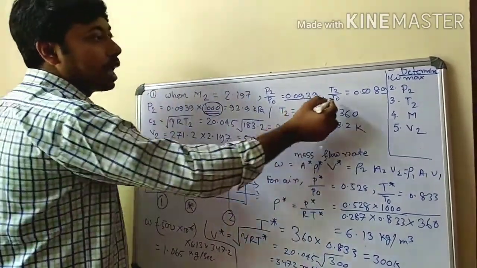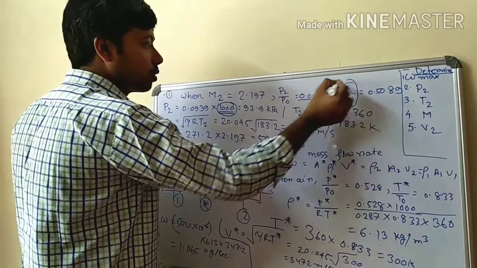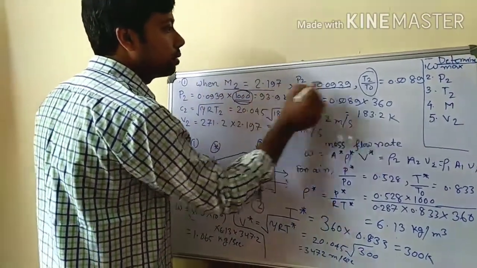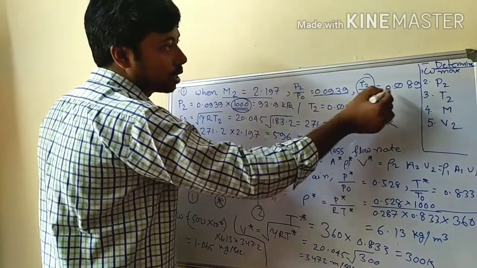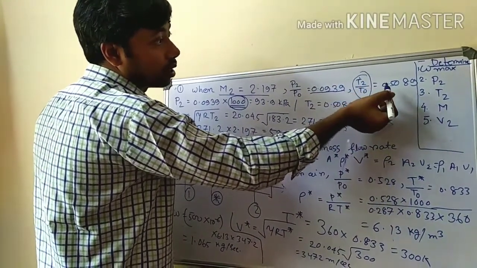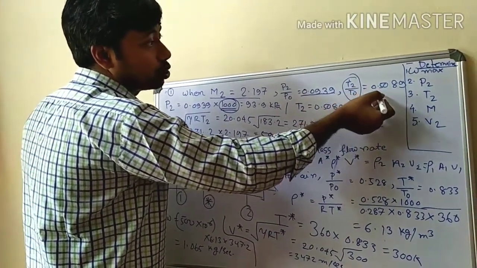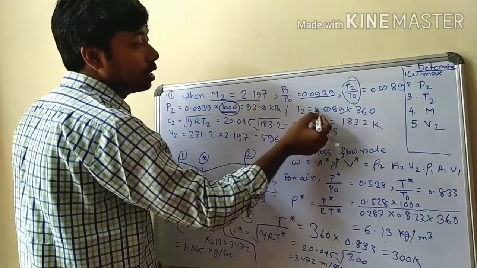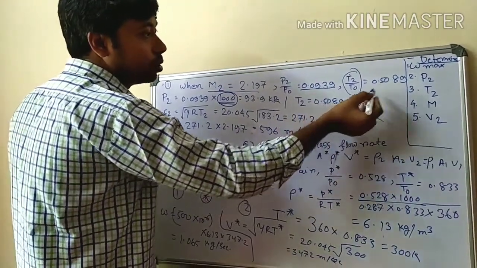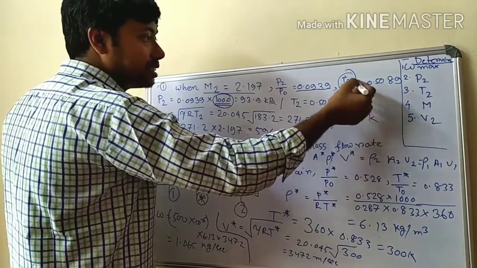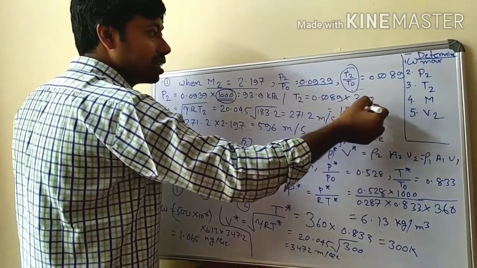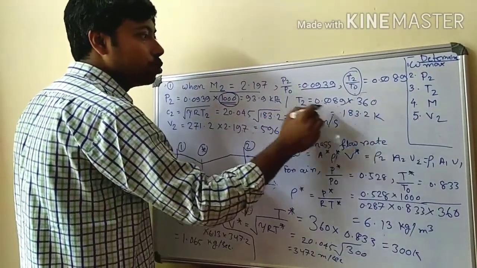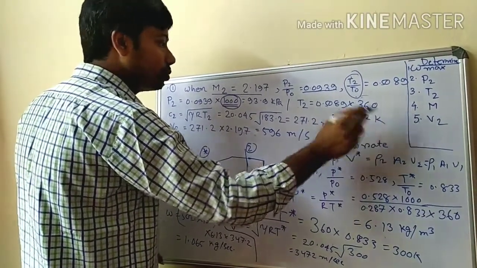Similarly, as you know, from the isentropic flow chart, when the Mach number value is 2.197, T2 by T0 from the gas table will be 0.5089. So T2 will be 0.5089 into the T0 value. T0 means stagnation temperature, which in the numerical is given as 360 Kelvin. So T2 will be 183.2 Kelvin.